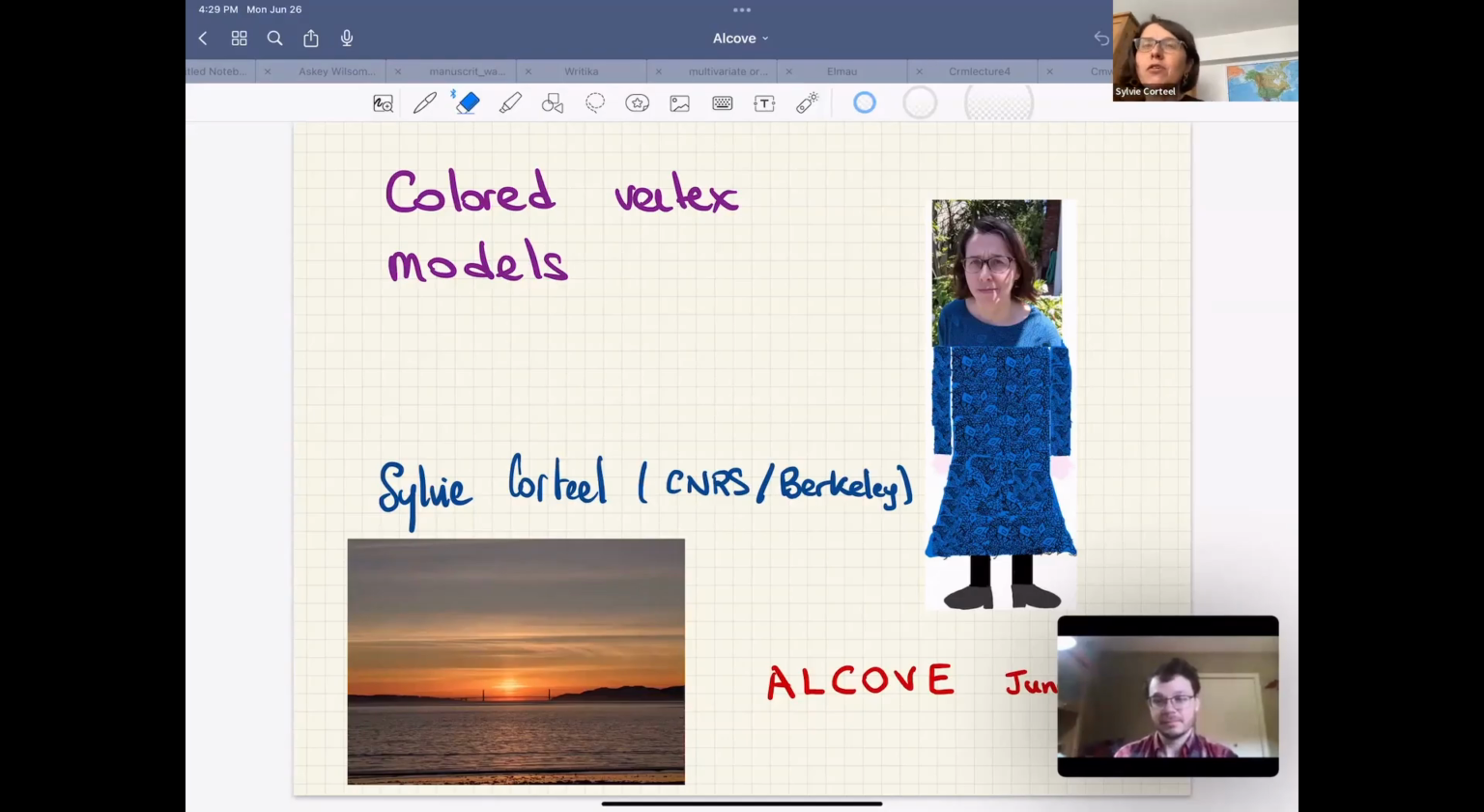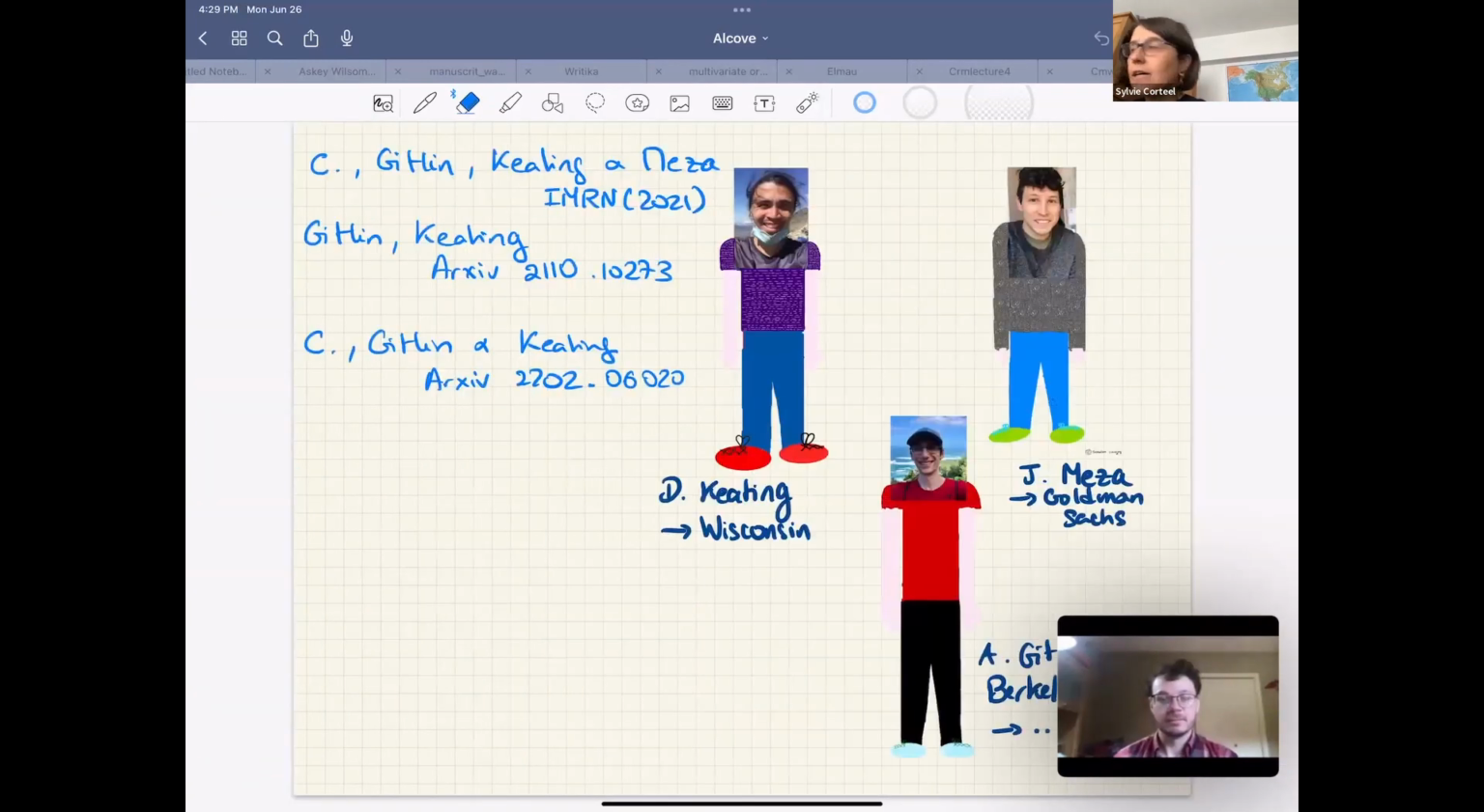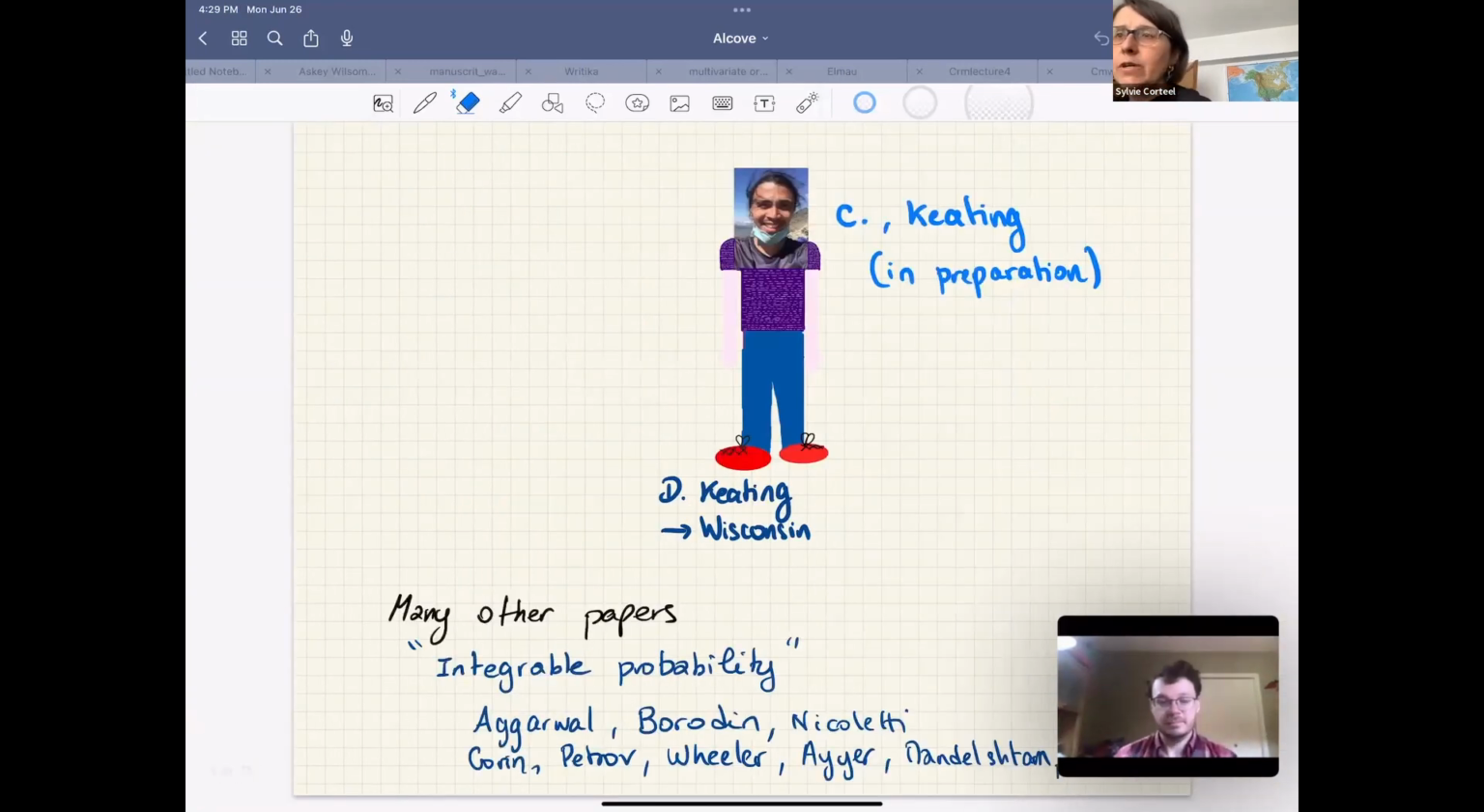We'll see. So today I'm going to try to tell you about the colored vertex model. This is a project that I started actually during COVID with 3 students from Berkeley: David Keating, who was a student of Reshetikhin, Jeremy Metza, a student of Mark Haiman, and Andrew, who was my student. Today I will tell you about some things that we are doing right now with David Keating, who is a postdoc at the University of Wisconsin and who's going to be on the job market this year.